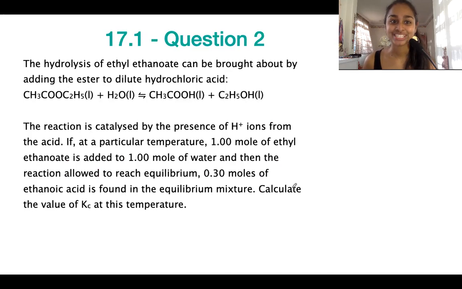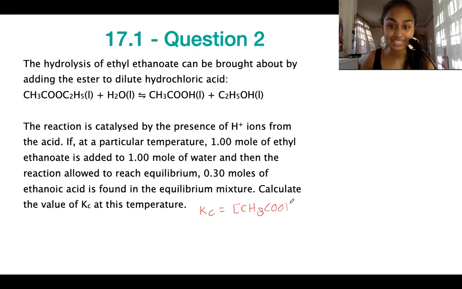So let's look at the next sort of question that you can get. So you've got a reaction here for the hydrolysis of ethyl ethanoate, and then you're told if at a particular temperature you have 1 mole of ethyl ethanoate added to 1 mole of water, and then your reaction is allowed to reach equilibrium and you obtain 0.3 moles of ethanoic acid, what would your value of Kc be at this temperature? So first things first, we know that our formula for Kc is going to be products over reactants. So let me just get that out.